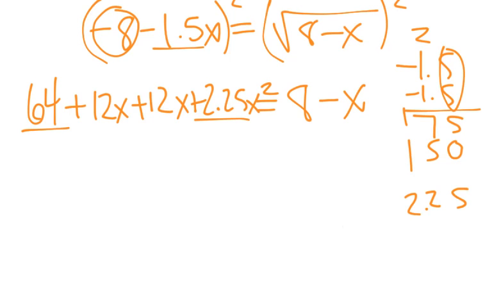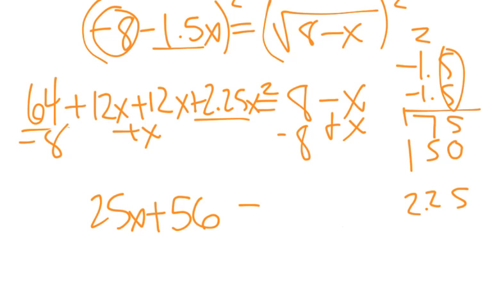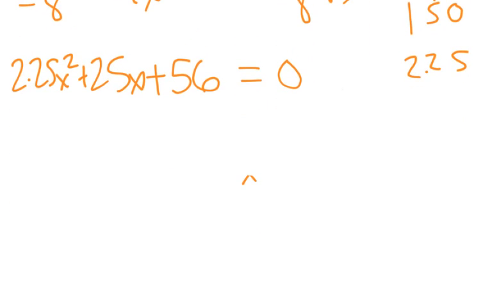Okay? So subtract 64, right? Actually, we want to probably get everything on the left side. So subtract 8, and we get 56. Add an x, we get 25x. So 2.25x squared plus 25x plus 56 equals 0. Now, this is when you use the quadratic formula, because this is an ugly one to try to just do by hand. So that quadratic formula, remember, this is like A, B, and C.